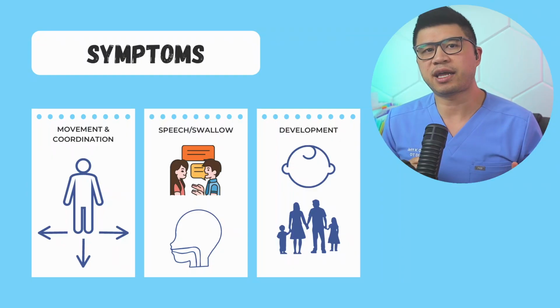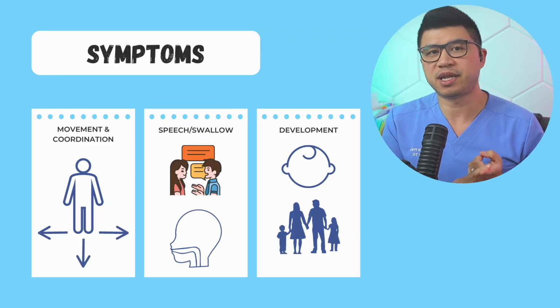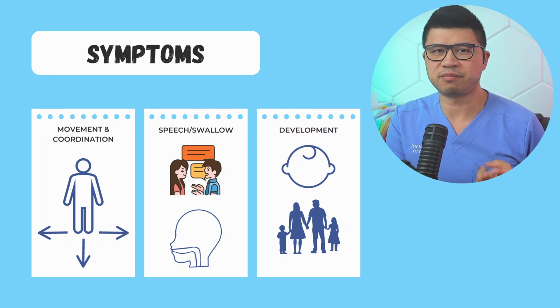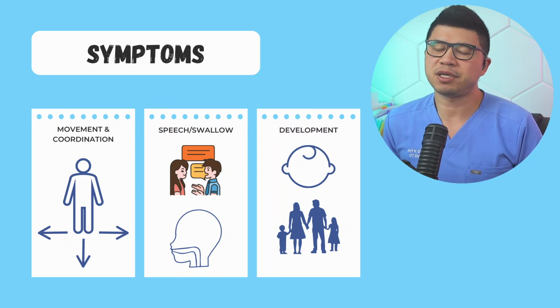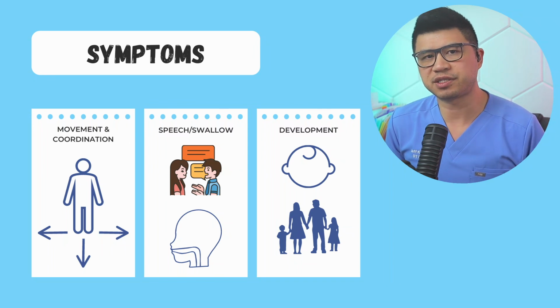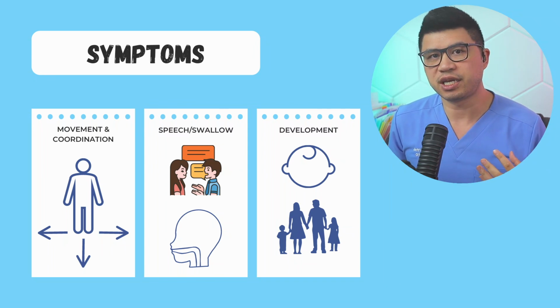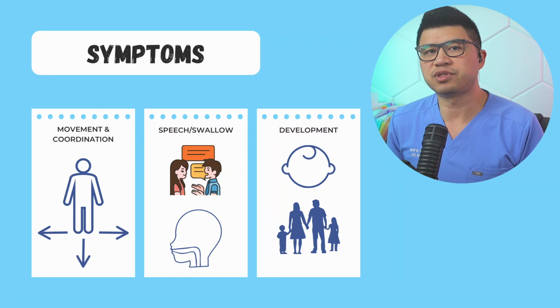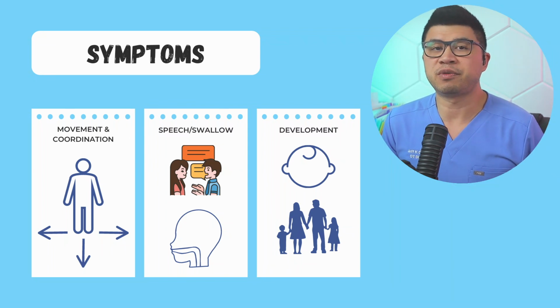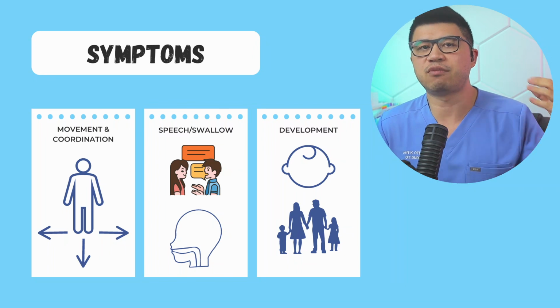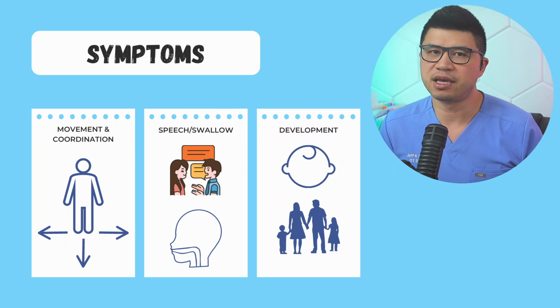Let's review the symptoms of CP. These can be summarized based on the categories of 1. Movement and coordination, 2. Speech, and 3. Development. With movement, people with CP often experience spasticity, rigidity, ataxia, tremors, or slow writhing movements. Be sure you're familiar with these terminologies that I will mention in the video for CP.